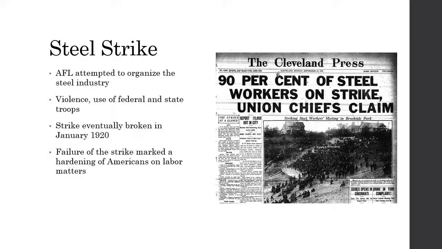This is a very violent strike, and ultimately it leads to, again, calling in federal and state troops in order to break it up. It takes a really long time to break up the strike. It starts in September of 1919. It's not officially ended until January of 1920. This strike and its failure marks a hardening of Americans on labor matters moving forwards.